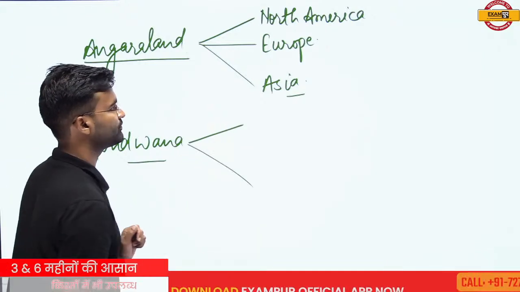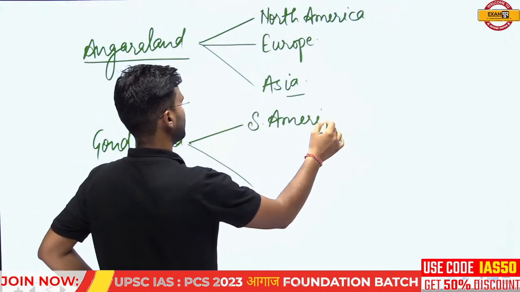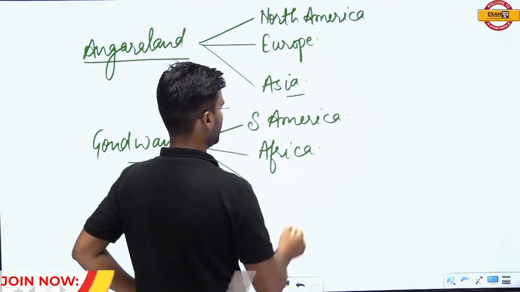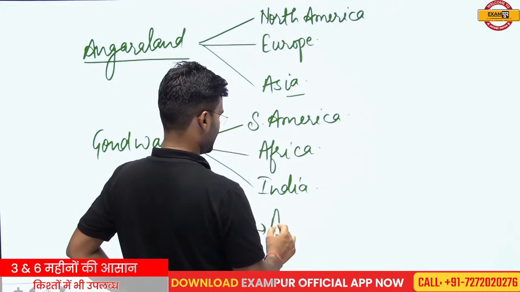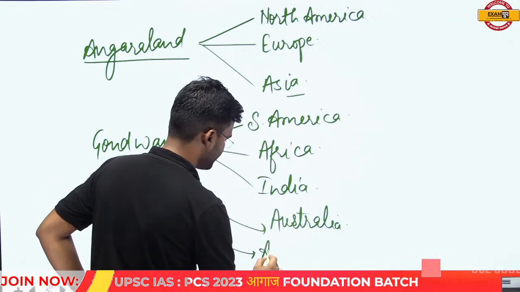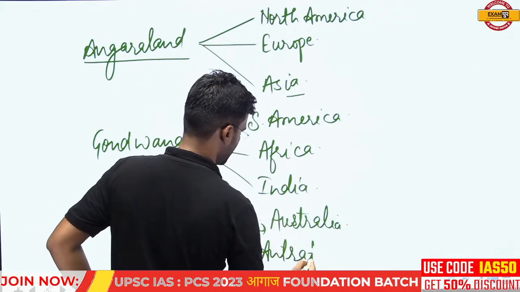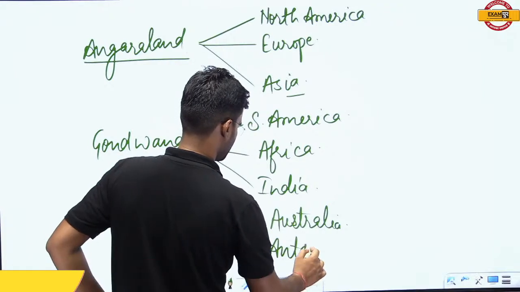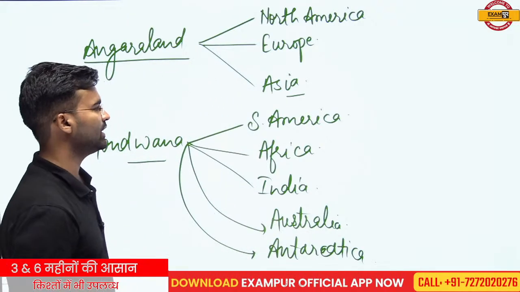First, the South America continent is formed from the Gondwana land. The Africa continent is part of the Gondwana land. India is also part of the Gondwana land, and Australia is part of the Gondwana land. Antarctica is also part of the Gondwana land. That means the southern section also fragmented into the different continents.